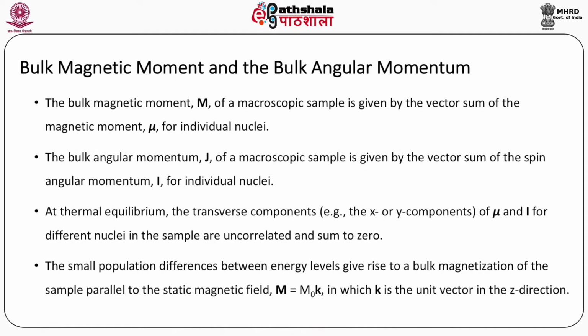At thermal equilibrium, the transverse components, which are the x or y components of mu and I for different nuclei in the sample, are uncorrelated and sum to 0. The small population difference between energy levels gives rise to a bulk magnetization of the sample parallel to the static magnetic field. M is equal to M0 k, in which k is the unit vector in the z direction.